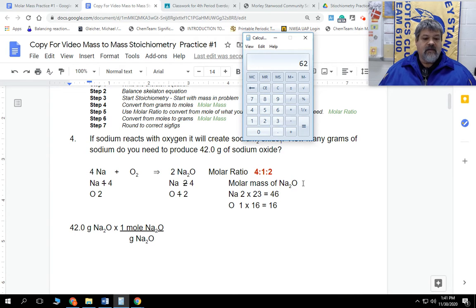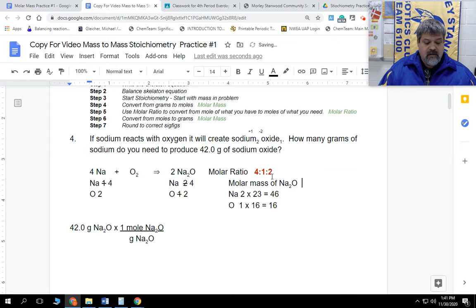So the molar mass of that is 62 grams. So that's what the molar mass is. And we calculated it by adding these two together, our 2 sodiums and our 1 oxygen. So one formula unit of this compound is 62 grams. So now we're just going to go over here and tuck that in right there. 62 grams. Okay, so now we have it converted to moles.